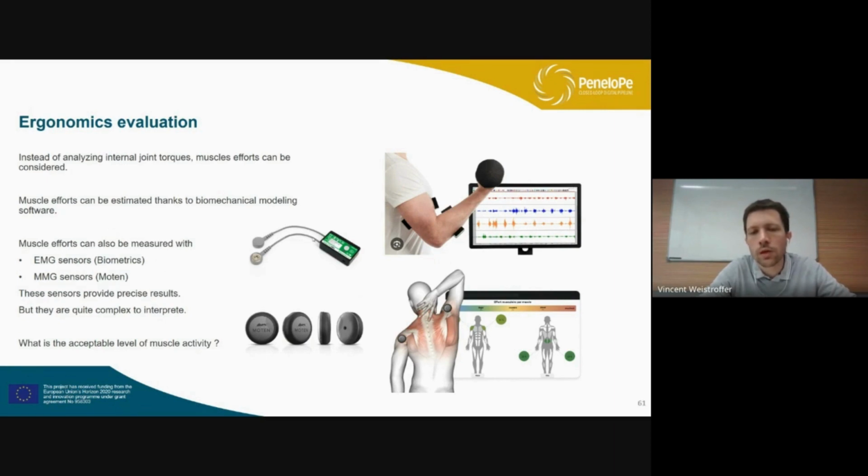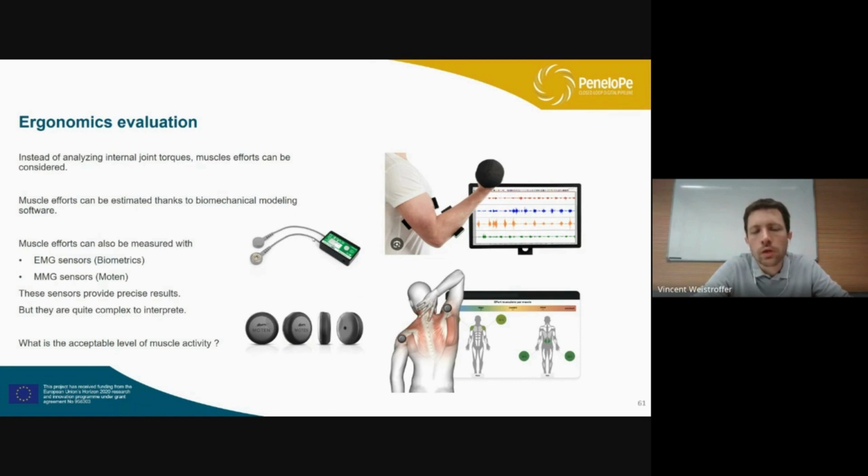And you have two main families of sensors to do that. You have the EMG, electromyography sensors. An example is from the Biometrics company. This measures the electrical activity of the muscles. And the other family is MMG sensors, so mechanomyography sensors. One example is from the Moten company. These sensors measure the mechanical activity of the muscles, so they measure the vibrations of the muscles. These are two different kinds of families.